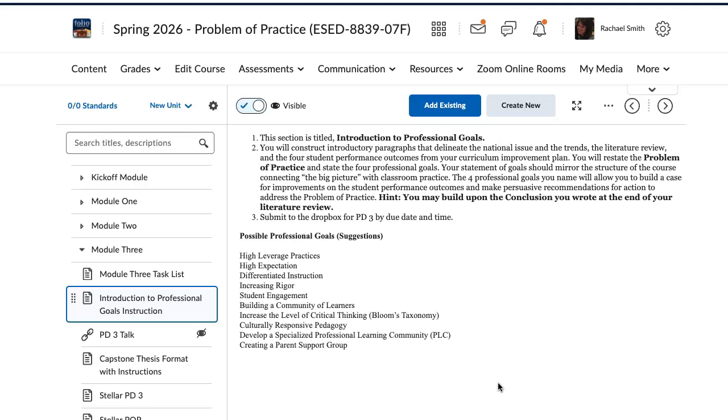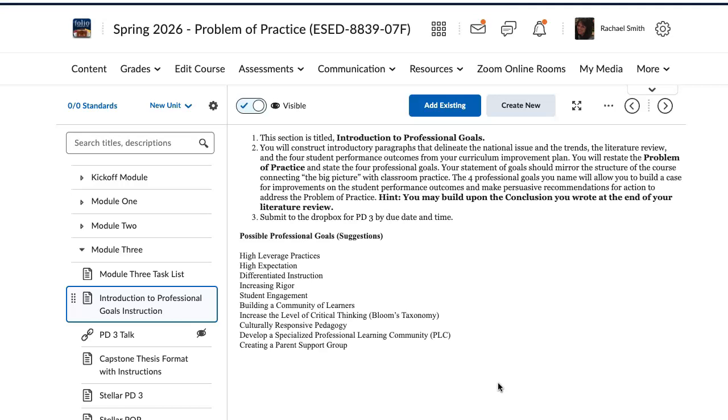Okay, so that problem of practice, and for a lot of you it was literacy. Okay, so if your problem of practice is literacy, then your professional goals need to be measurable, and they need to be attainable, working towards correcting, finding the solution, improving that problem of practice.